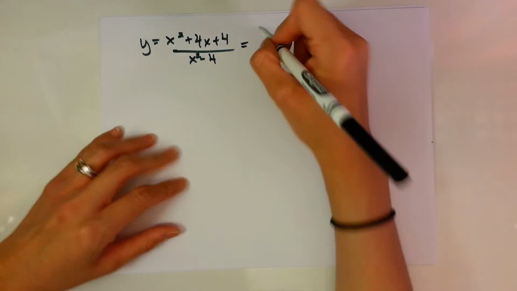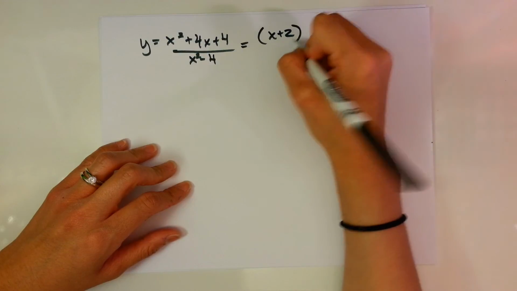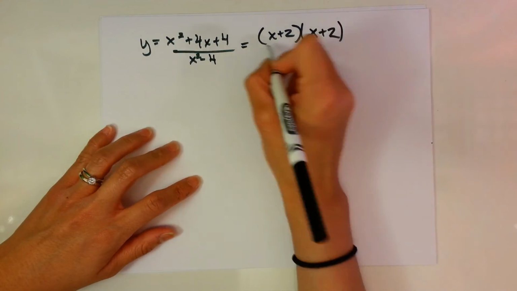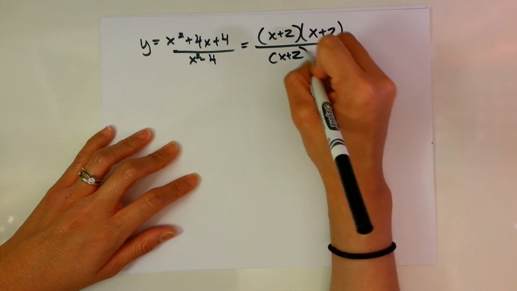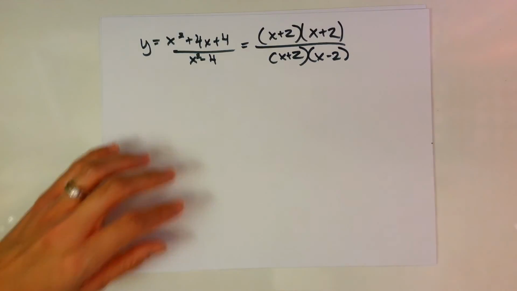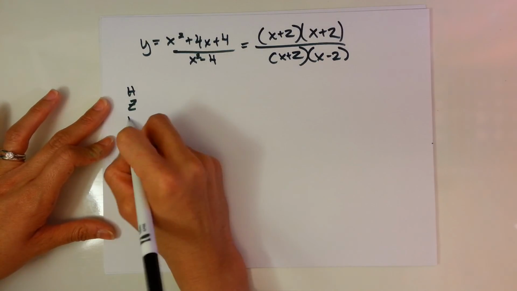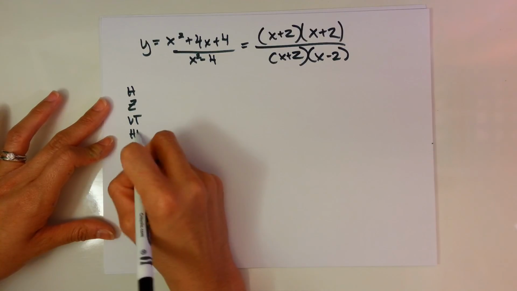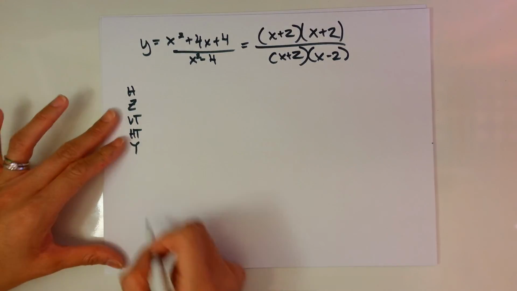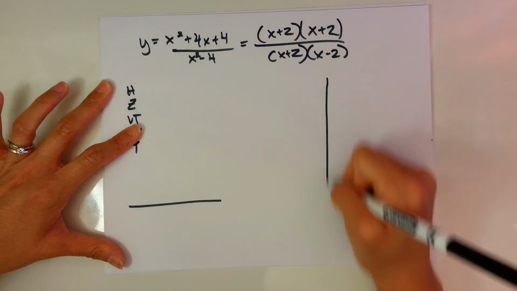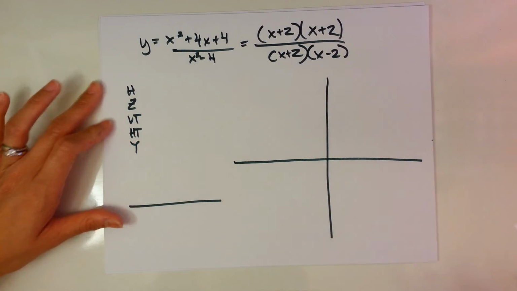Alright, so I'm going to factor this guy. I hope I'm factoring this correctly. And I'm going to give you my laundry list again. So hole, 0, v-tote, h-tote, and y-intercept. I know I'm going to have a wave, and I know I'm going to have a graph.